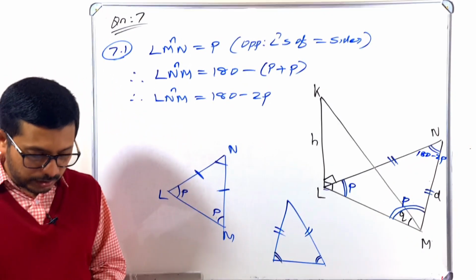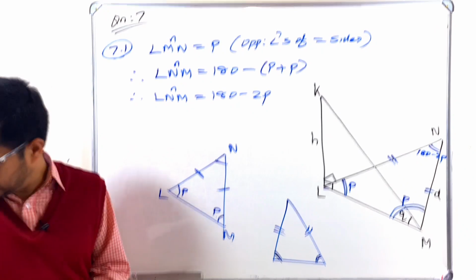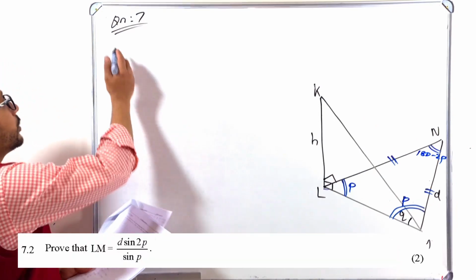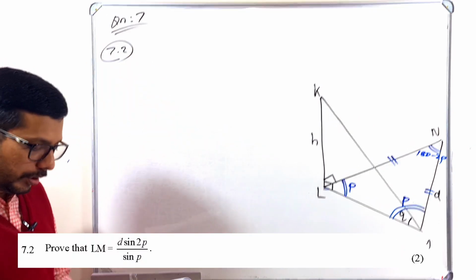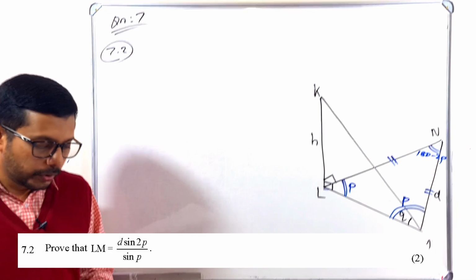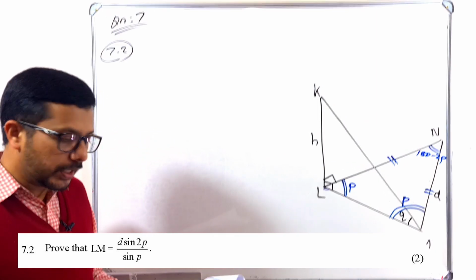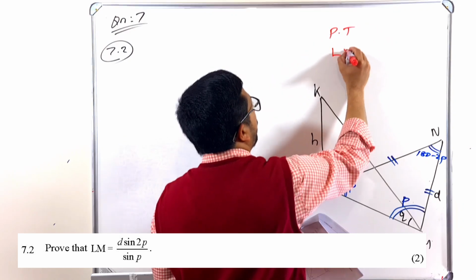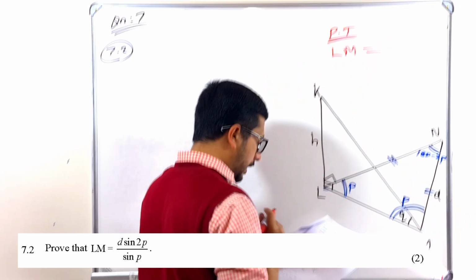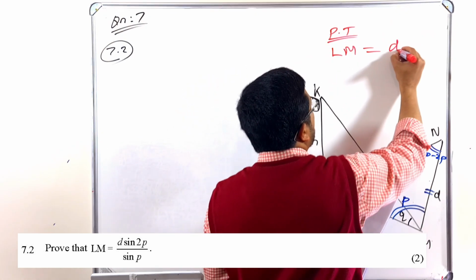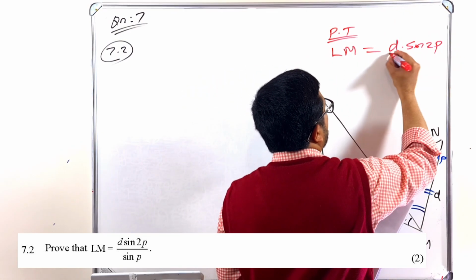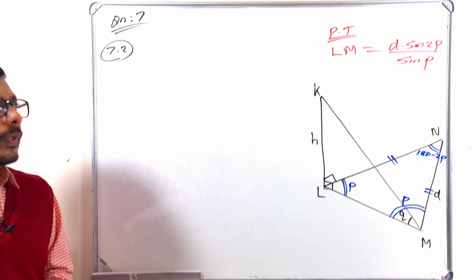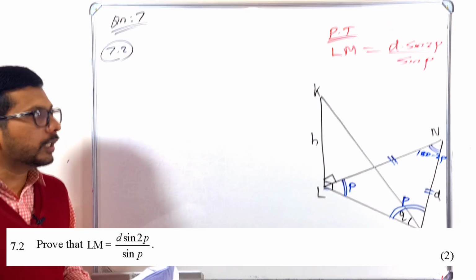Now let's move to the next question, 7.2. What is that question? Prove that LM is equal to D sine 2P divided by sine P. So what do you want to prove? You have to prove that LM is equal to D into sine 2P divided by sine P.